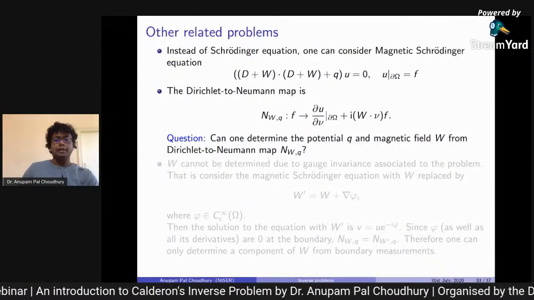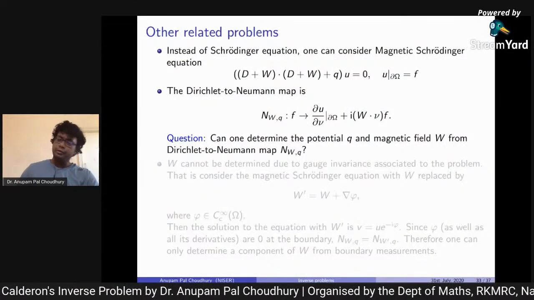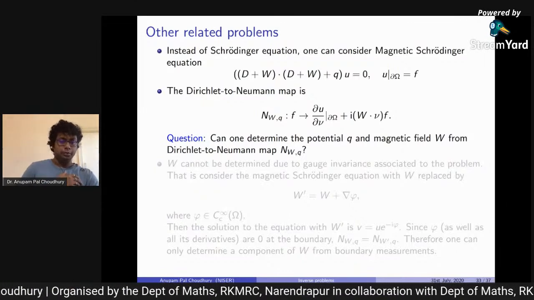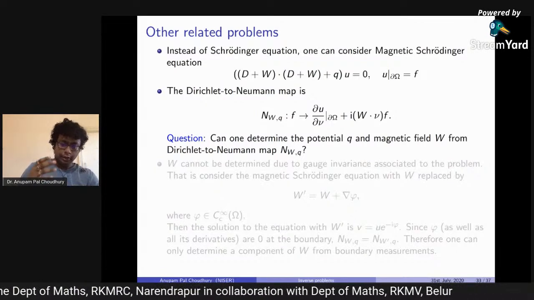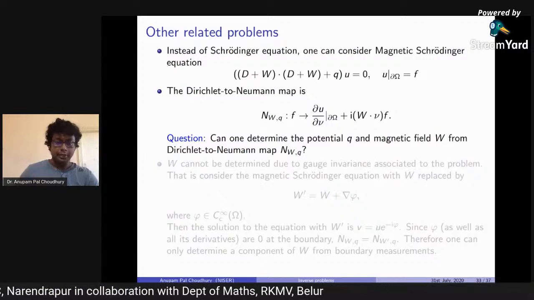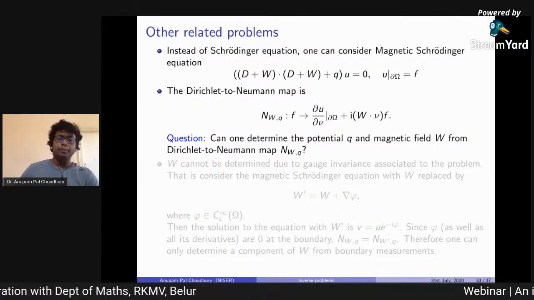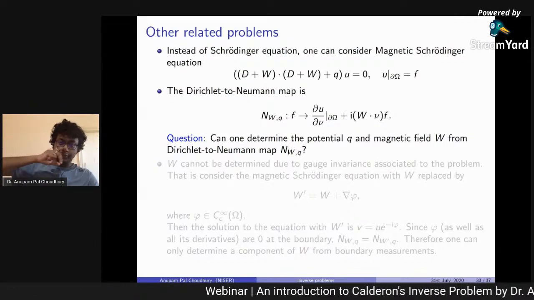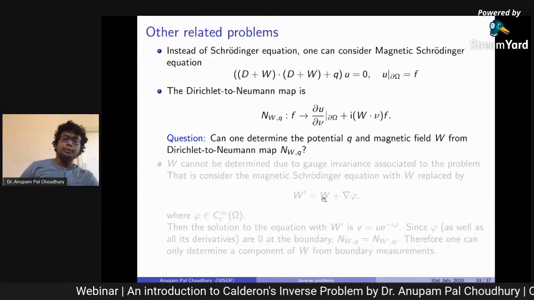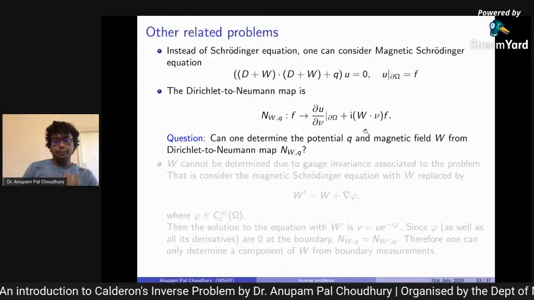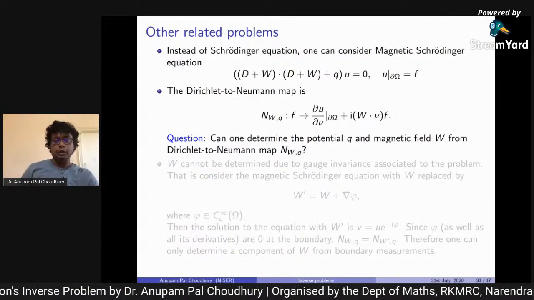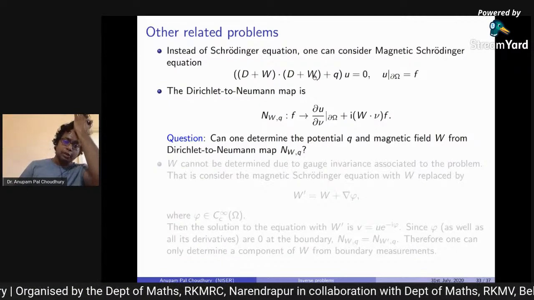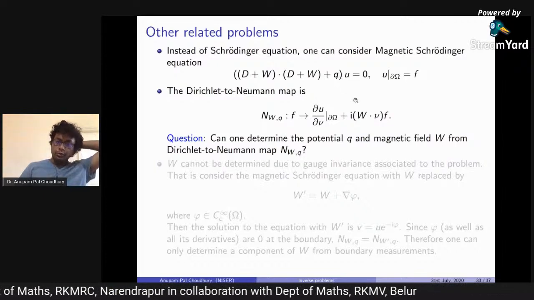What are the other related problems that were studied? After the work of Sylvester and Uhlmann, there are, I guess, thousands of papers already on different kinds of inverse problems using these techniques. One very important thing is, here we were just taking a 0th order perturbation of the Laplacian. What if we perturb it with a first order perturbation, plus a 0th order? So now the magnetic Schrodinger equation. You have a first order potential W and the 0th order potential Q.